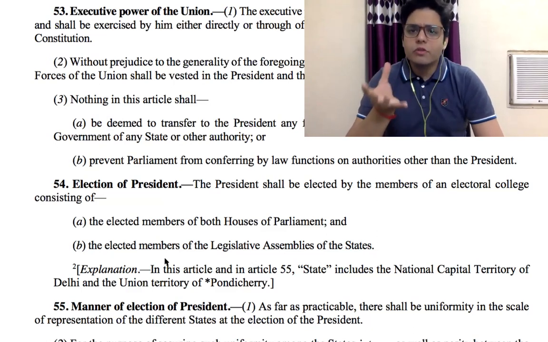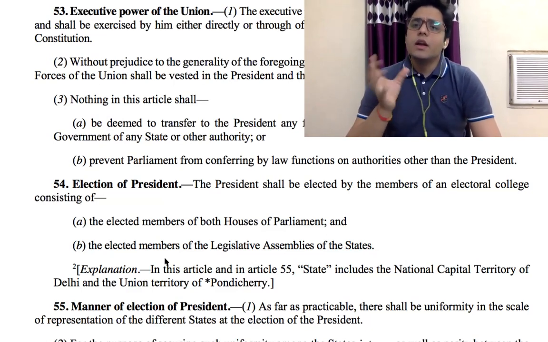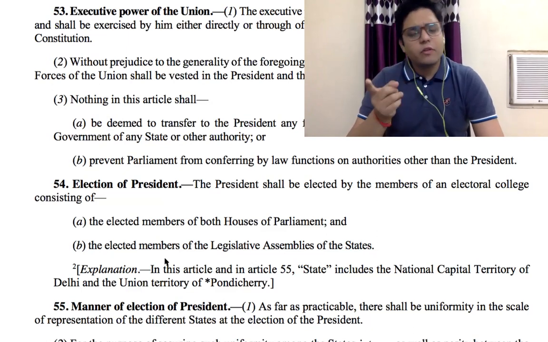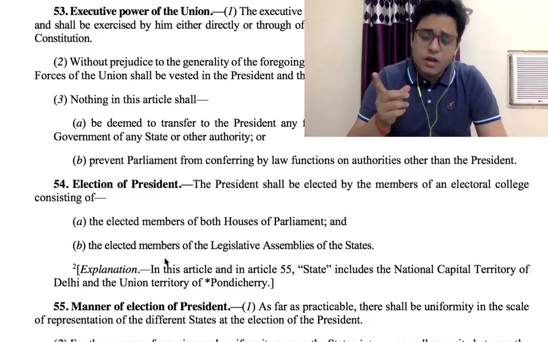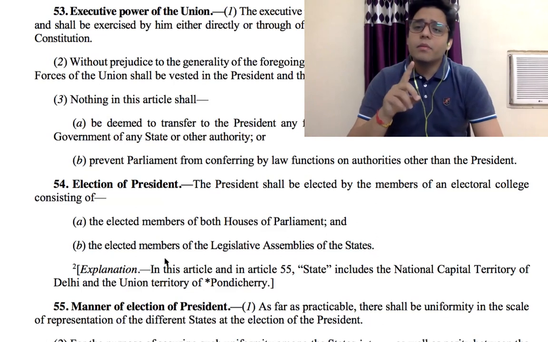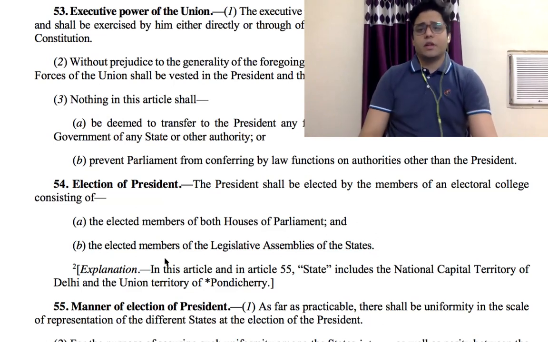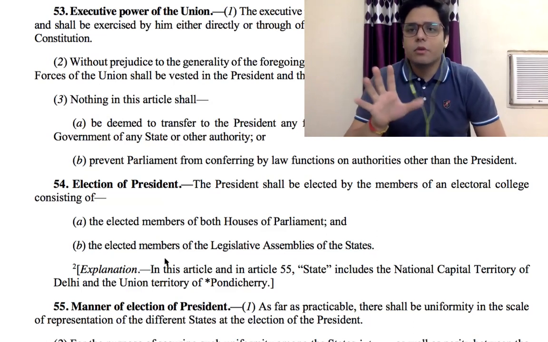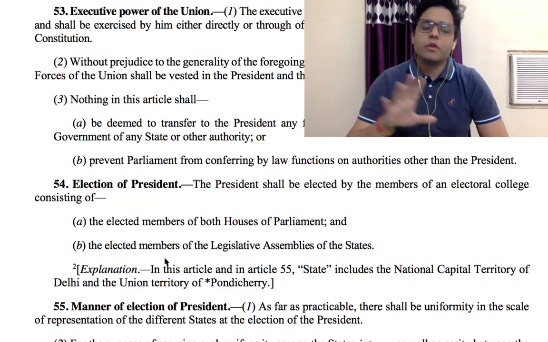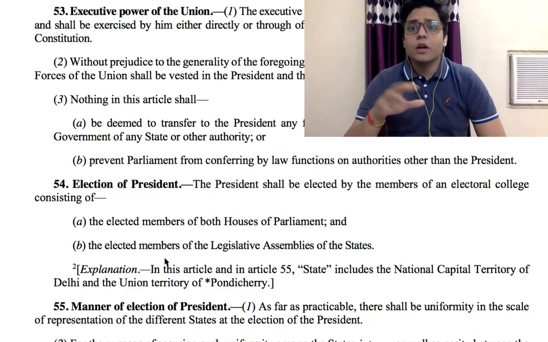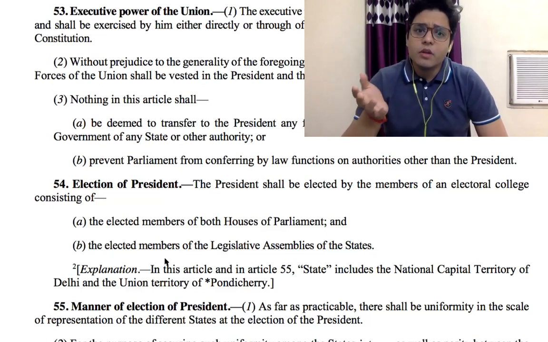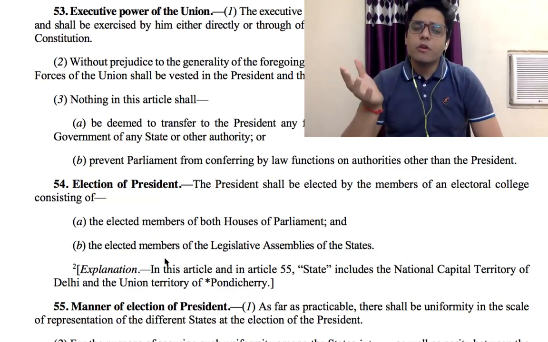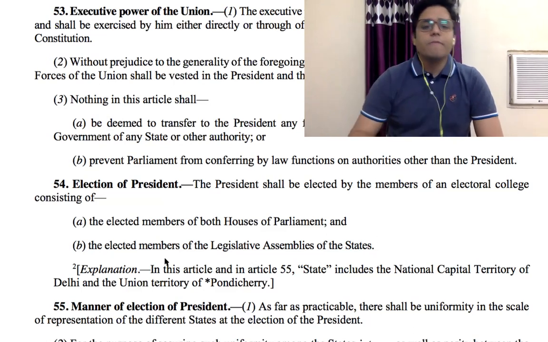So who constitutes this electoral college? These are the elected members of both Houses of Parliament, Rajya Sabha and Lok Sabha, as well as the elected members of the legislative assemblies of the states. Now you'll ask, okay, I understand that it will consist of members of Lok Sabha and Rajya Sabha, but there are so many legislative assemblies. So will all of the members of all legislative assemblies vote in this?